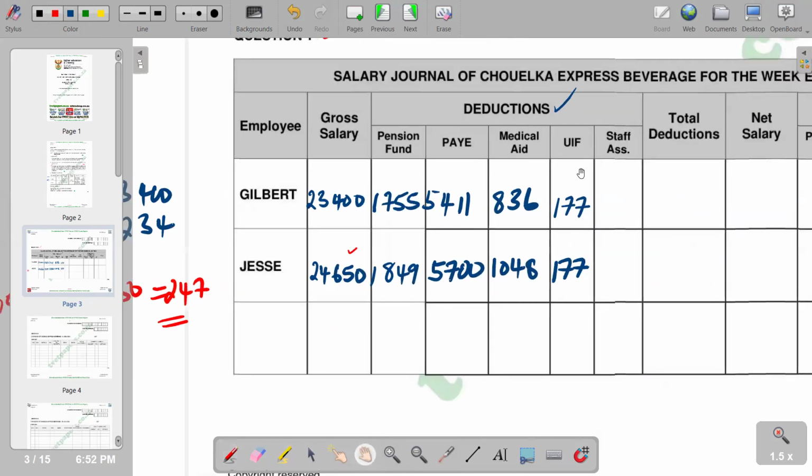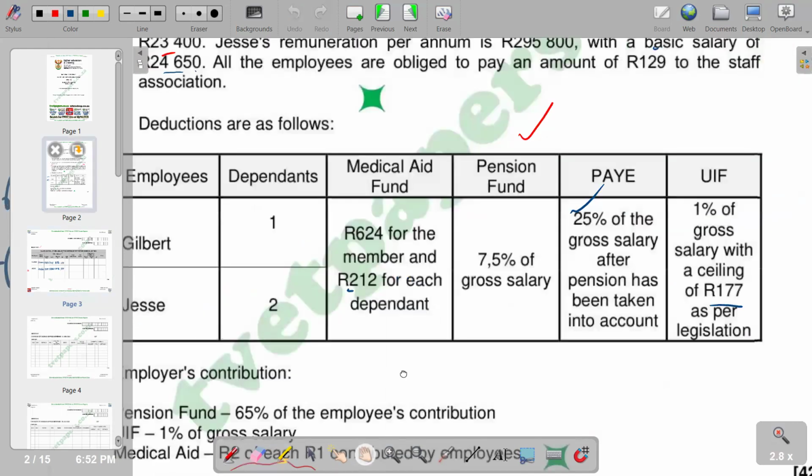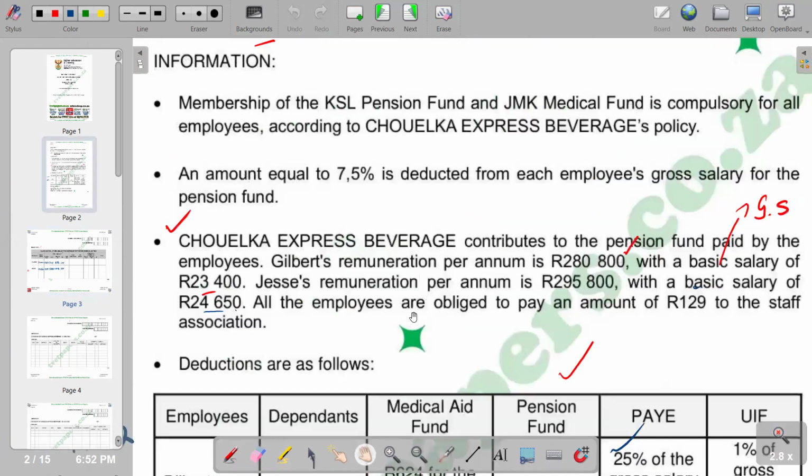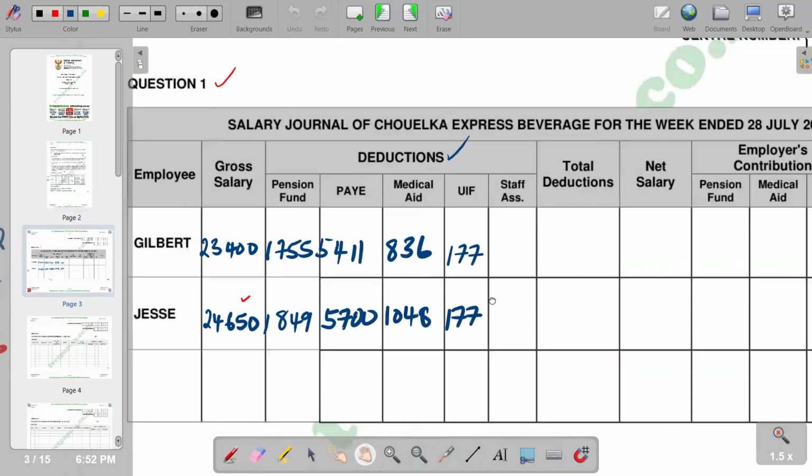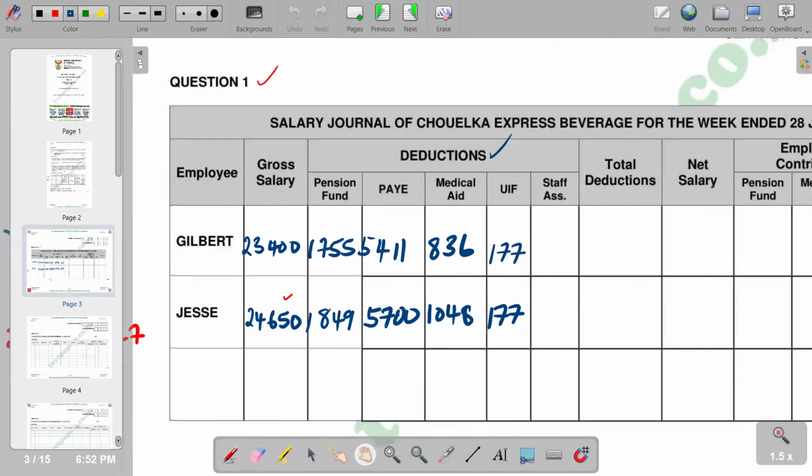And of course, we've got staff association. If you go to the information that we are given, you'd see that it's written that all the employees are obliged to pay an amount of 129 rand to the staff association. So 129 is going to apply to both the employees. So we come here, we have got 129, 129.